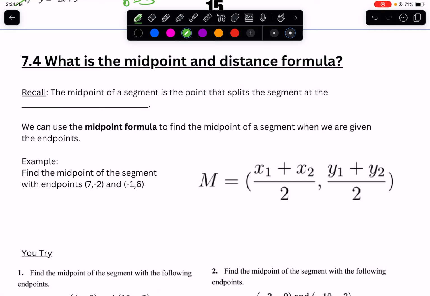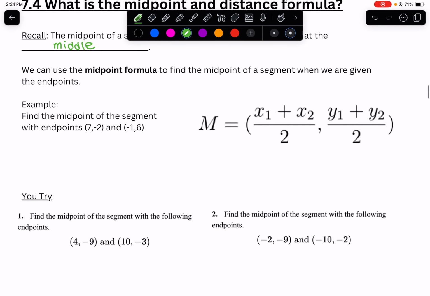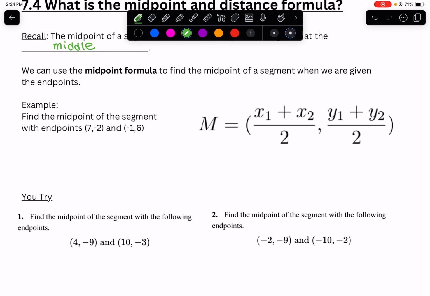Our next lesson reviews the midpoint and distance formula. Remember that the midpoint of a segment is the point that splits the segment at the middle, right? It creates two congruent pieces of a segment. So now we can use the midpoint formula to find the actual midpoint.